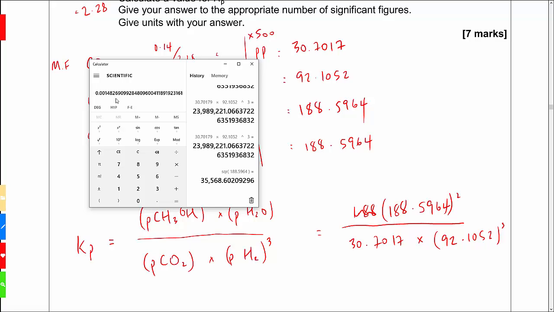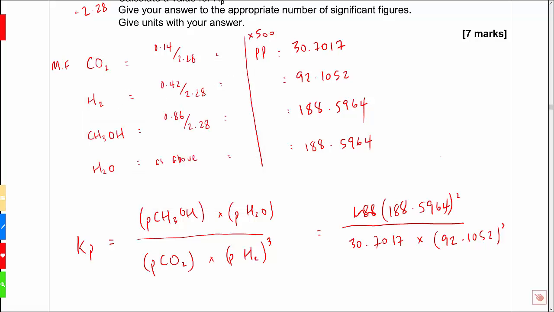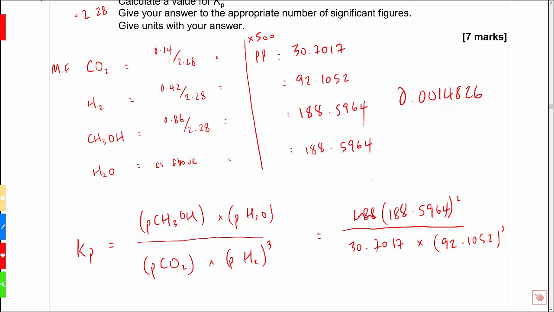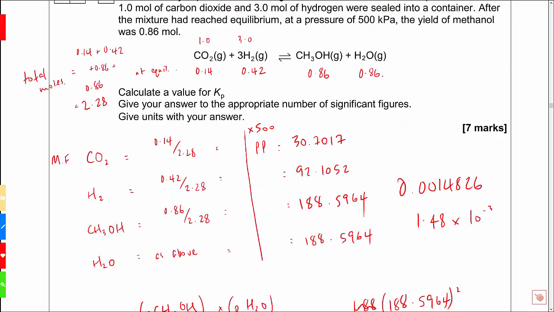So I reckon it's going to give us something like 0.00014826. Right. So let's standard form that, it's a bit easier. 1, 2, 3. So it'll be 1.48 times 10 to the minus 3.